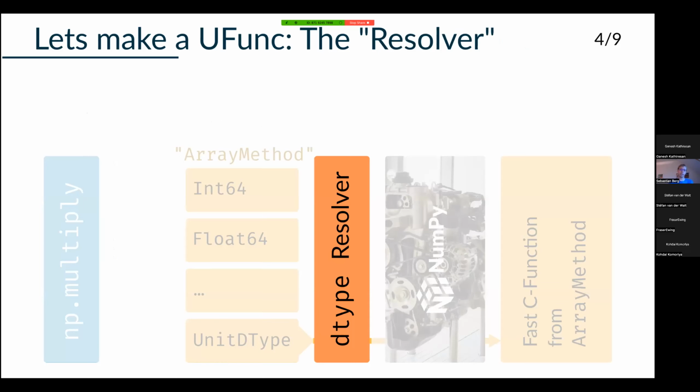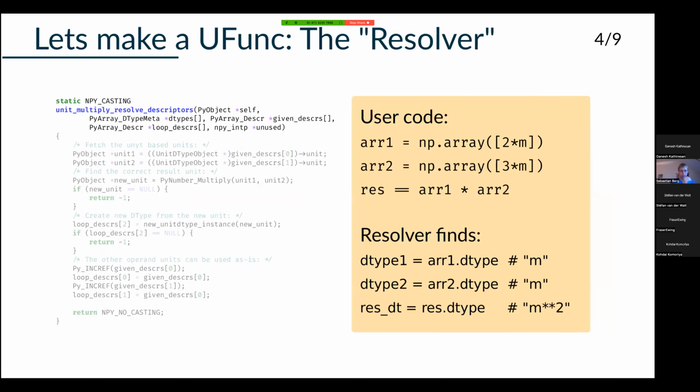Now we have written this fast C function, the fast inner loop function. We also need to write the dtype resolver. To remind you, the dtype resolver was the thing that takes the input dtypes and figures out the output dtypes. It can also do a little bit more. It could say that the input dtypes don't quite match, that a cast is necessary, but that is not its main job.